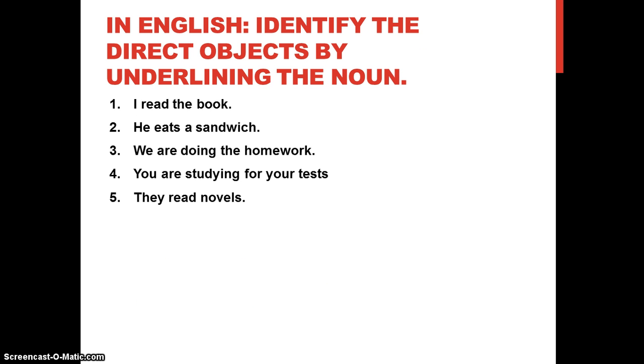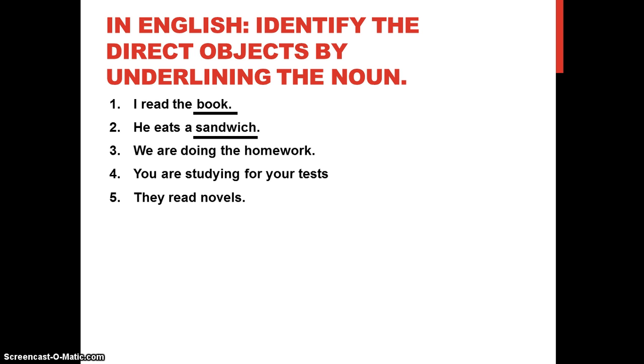All right, so let's go ahead and try to identify our direct objects by underlining the noun. So go ahead and hit pause and do so now. All right, let's check our answers. Number 1, I read the book. You should have underlined the book. He eats a sandwich. You should have underlined sandwich.